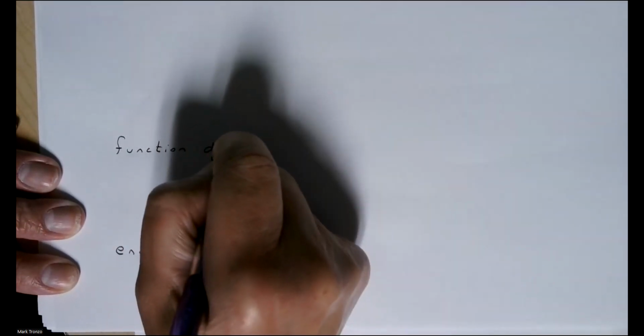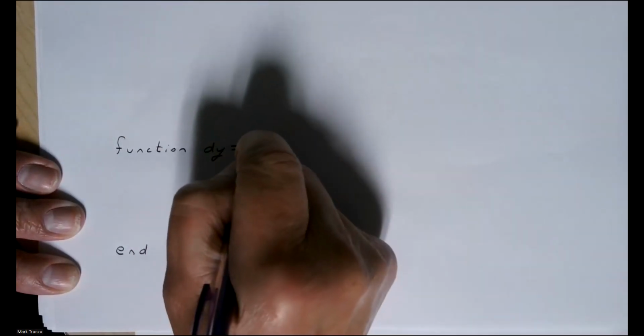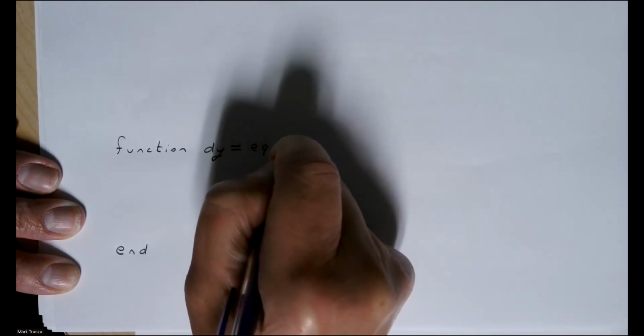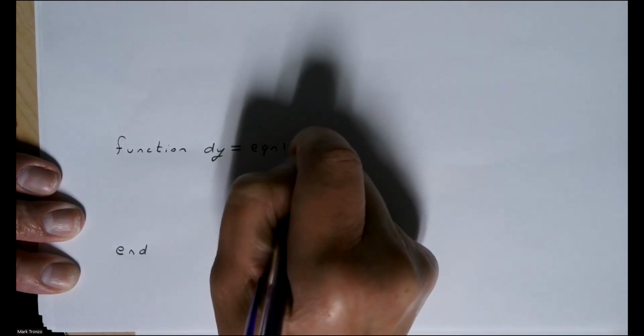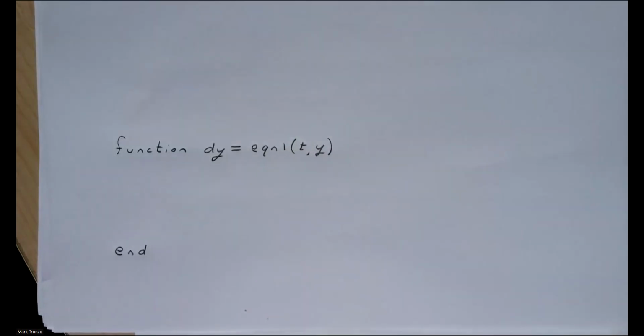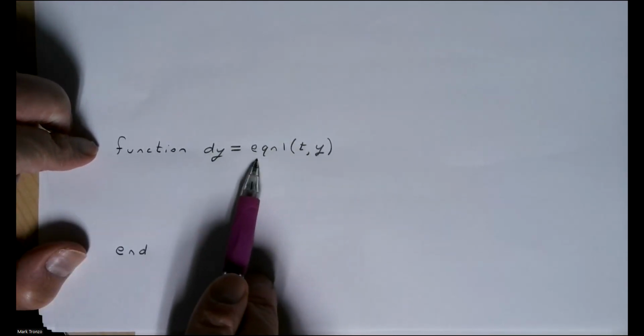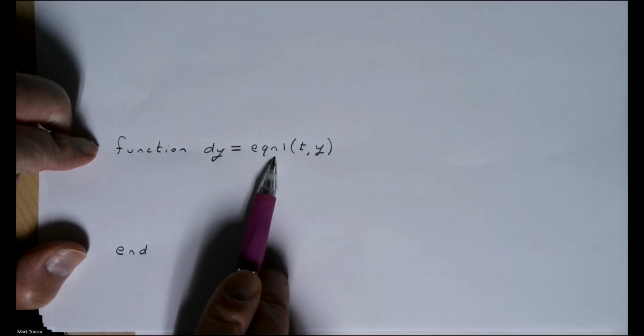Again, this is going to be the routine that has the differential equation. Up here at the top, it's always going to be dy equals, and then right here you give it the name of whatever you're naming the differential equation. I'm going to call it EQN1, and put the independent variable and the dependent variable like that. That's the skeleton of it, and this is always going to be the same. The only thing that changes is the name you give the differential equation.